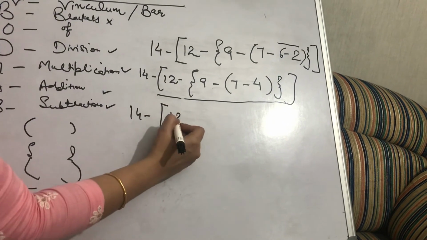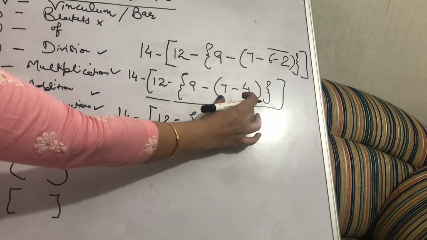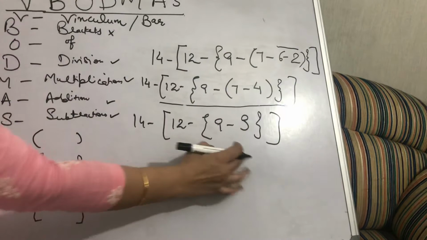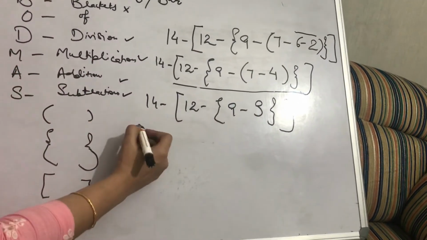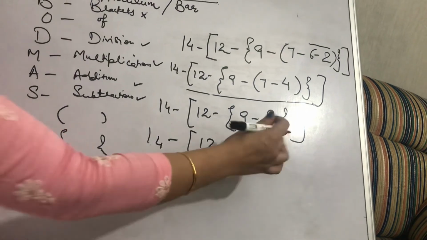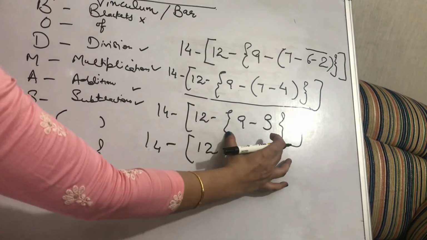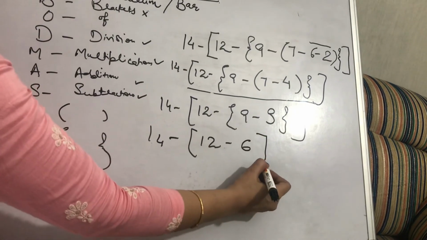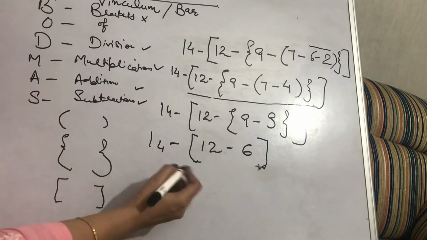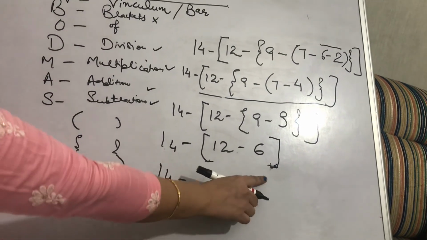We have to write as it is. First of all we will solve this. 7 minus 4 is 3. Now we have to solve curly brackets, braces. And 9 minus 3 is equal to 6. This we have solved. Only this bracket is left. Now this square bracket has to be solved.